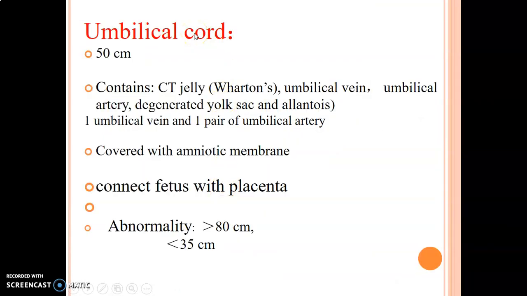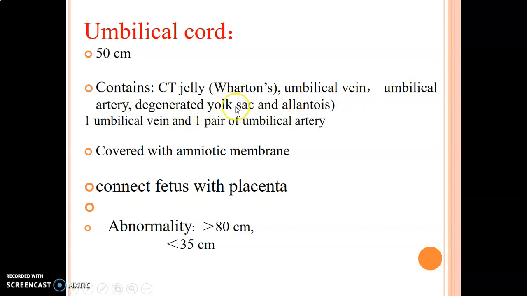Then we go to the umbilical cord. The normal umbilical cord is usually approximately 50 centimeters. What does it contain? It contains connective tissue jelly. We call this jelly the Wharton's jelly. The umbilical cord also contains one umbilical vein and two umbilical arteries, or a pair of umbilical arteries.